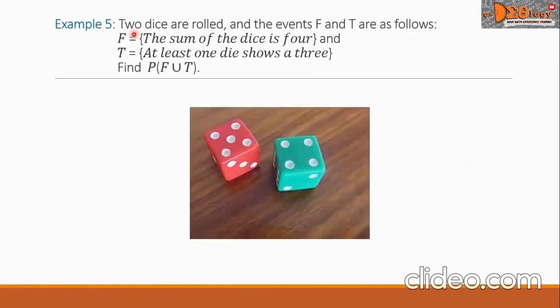Example 5. 2 dice are rolled, and the events F and T are as follows. Event F, the sum of the dice is 4. And event T, at least one die shows a 3. Find the probability of F union T.